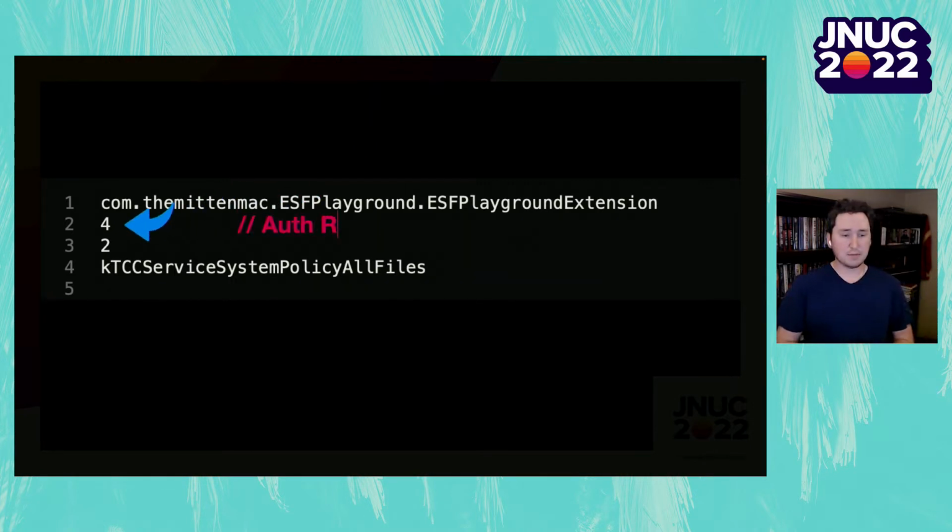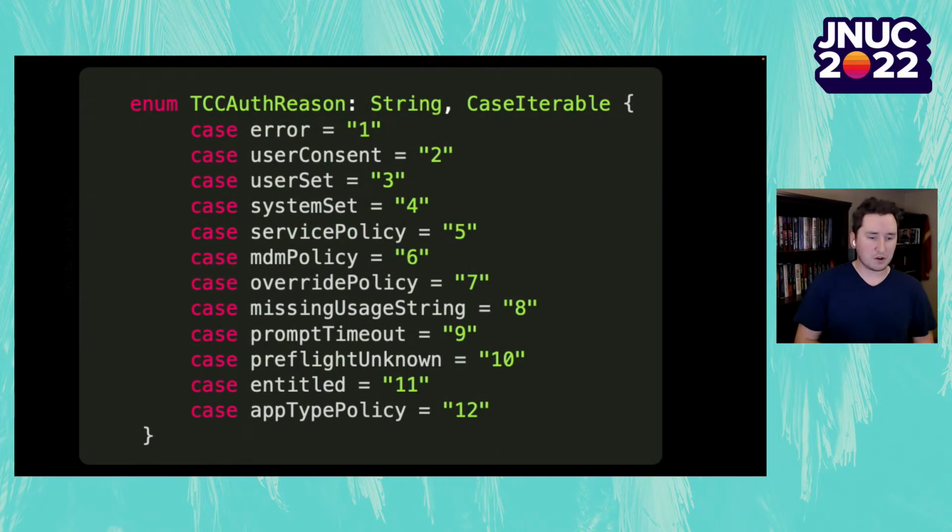This first one is going to be the TCC auth reason. And if we look at what all these different numbers could represent, ours is number 4, which is system set. We have other things like user consent, user set, or MDM policy.